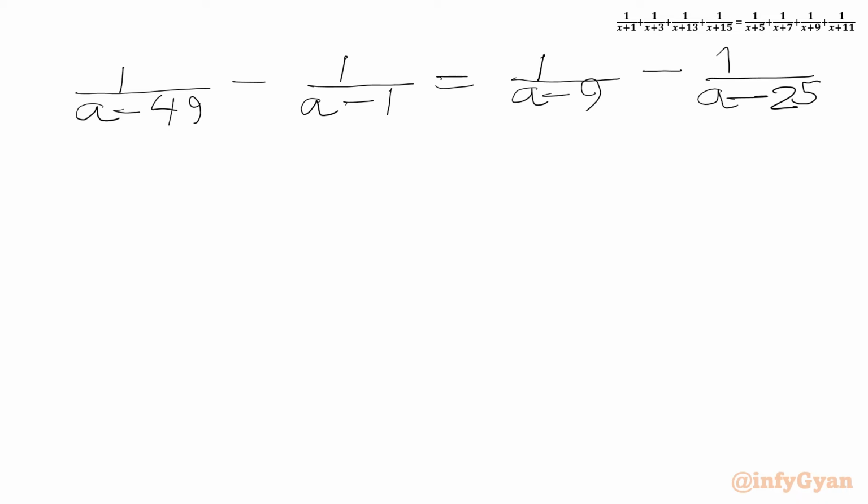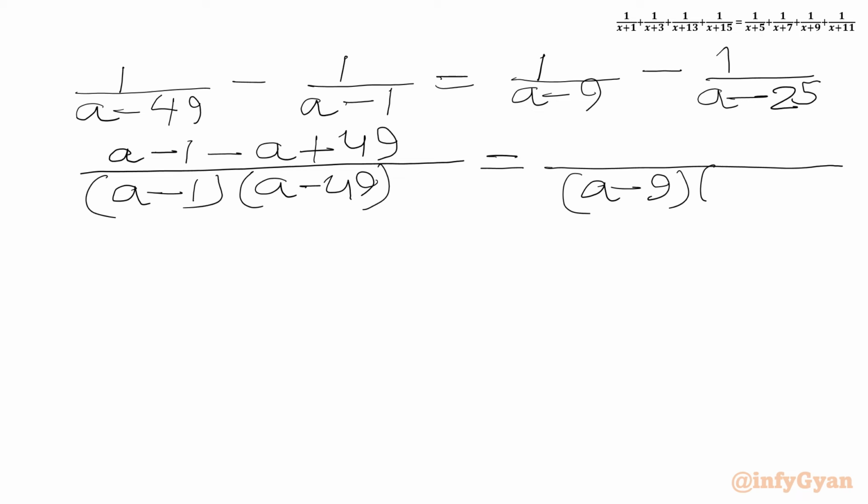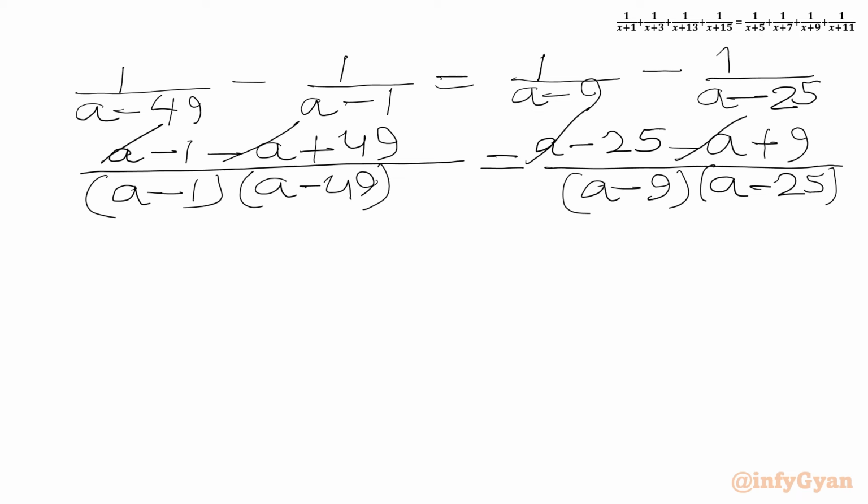Now we are going to take LCM. So I will write here a minus 1 minus a plus 49 in the numerator. In the denominator, a minus 1 times a minus 49. In the RHS, we will write a minus 9 times a minus 25 in the denominator. In the numerator, we will write a minus 25 minus a plus 9. So we will cancel plus a minus a. 49 minus 1 is 48.